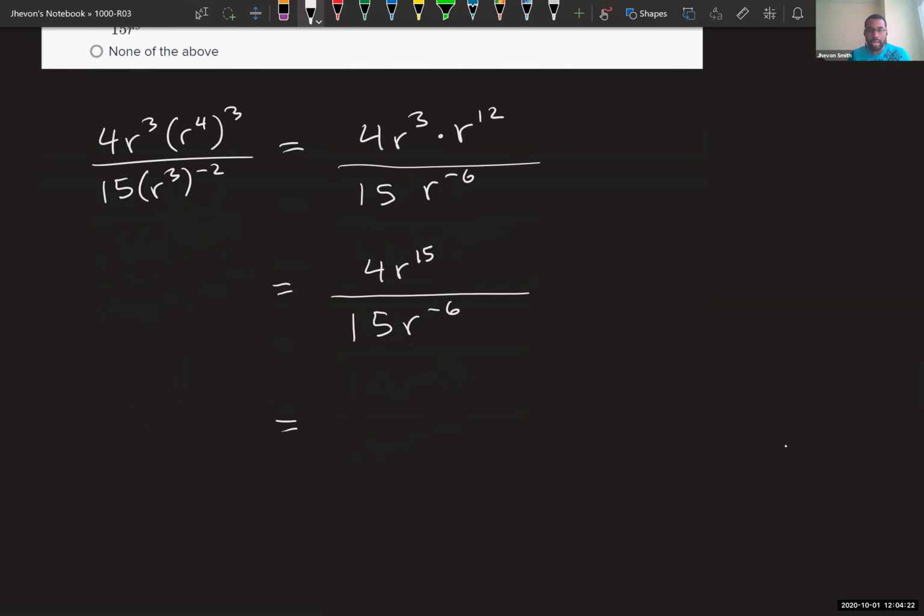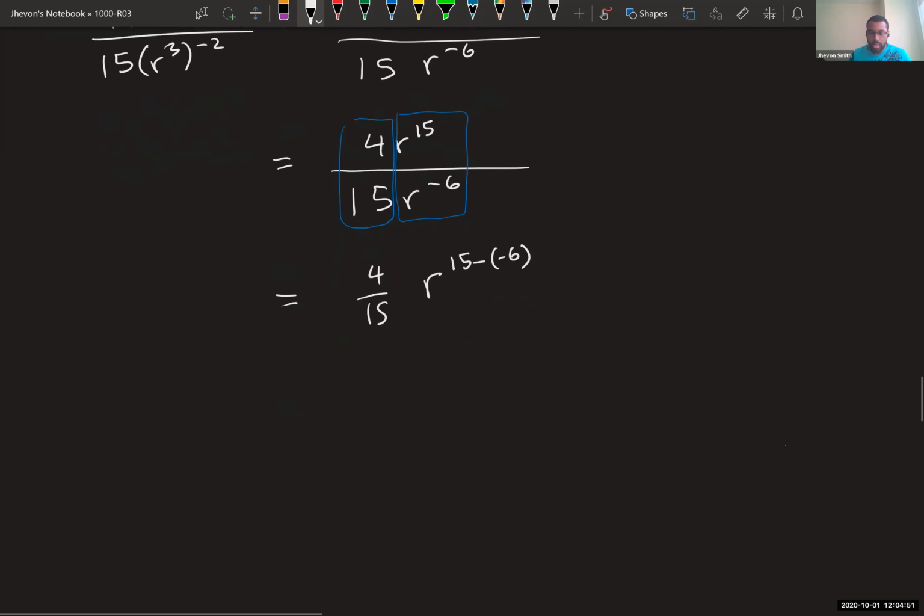Okay, so now how do I simplify this? You subtract the powers of the r's. So now you think of these two as separate things. You get r to the 21, right? So this is r to the 15 minus a -6. And we have the 4 over 15 left over here. So it just becomes 4 over 15 r to the 21.